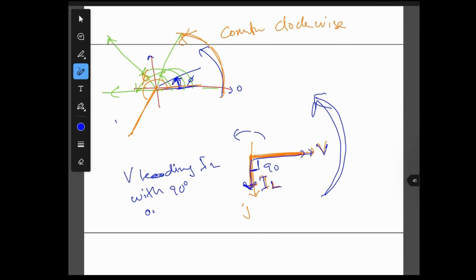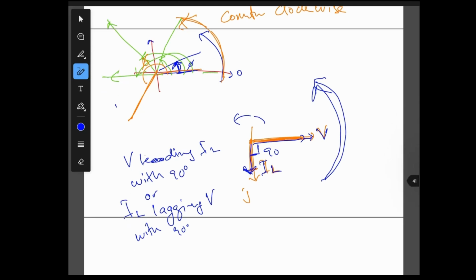Or we can say that RL is lagging, lagging V with 90 degrees. Is it okay? Leading and lagging. So when we rotate this counterclockwise, V will be in front of IL. IL is behind V.